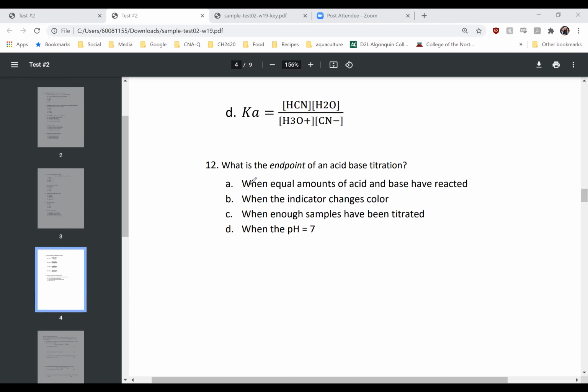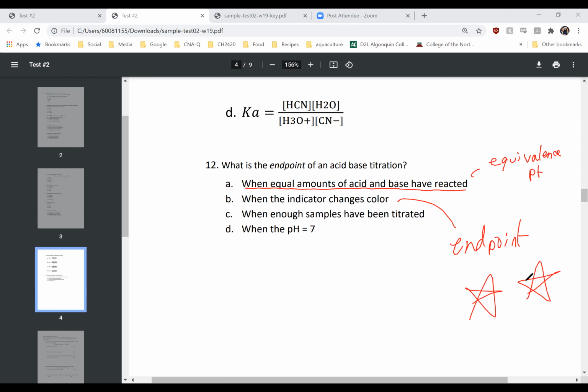So A is not the answer. A is what we would call the equivalence point. Whoa, I spelled that one wrong, didn't I? Forgot my V. Equivalence point. And again, equivalence meaning the acid and base are equal. The endpoint is what we can see with the naked eye. You know, we don't need any special equipment. It's like when the chemical turns blue. This is what's called the endpoint. Wink, wink, wink, star, star, star. That's a good one to know, even for your final exam, knowing the difference between the endpoint and equivalence point.